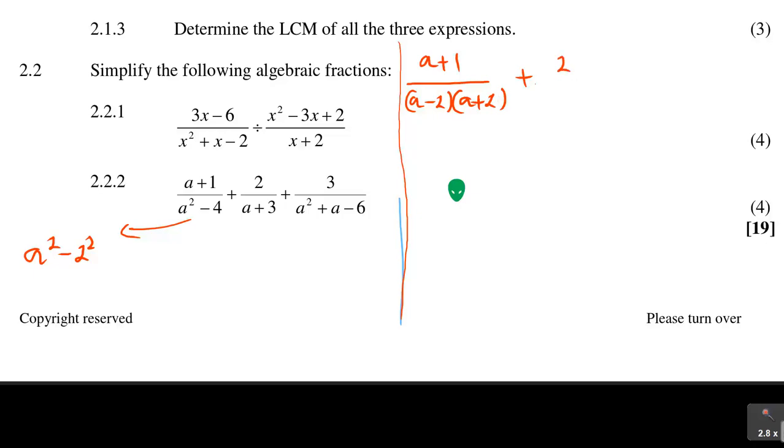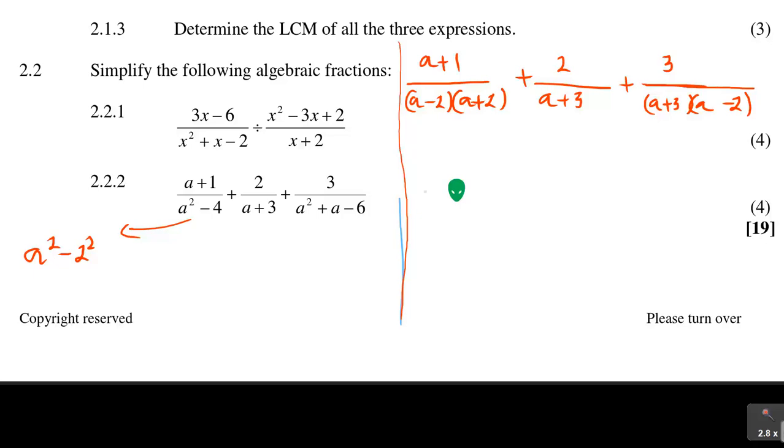Over, then 2 over a plus 3 over. Again, when you're factorizing a squared plus a minus 6, you have your two brackets in this case. So what we've got is a plus 3 and a minus 2. So that when you multiply, 3 times minus 2 is minus 6, and then plus 3 minus 2 is plus 1.